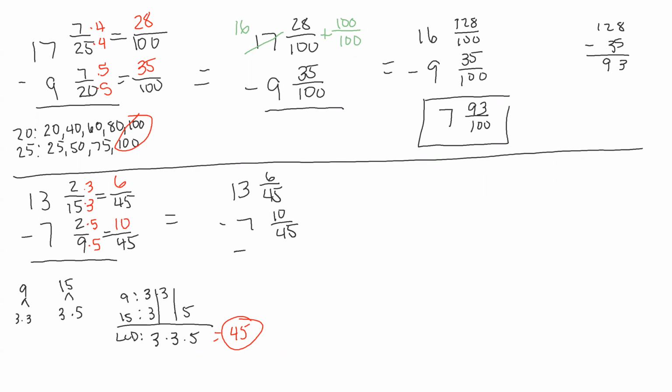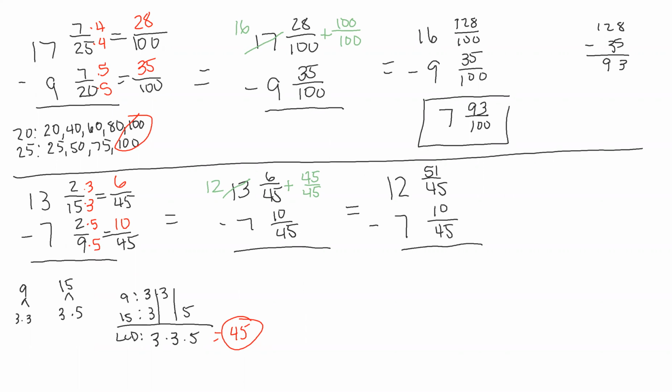You can see at this point, we really are going to have to borrow. I cannot take 10 from 6. So I borrow 1 from the 13. The 1 gets added right back in as a fraction. The fraction has to have a value of 1 and a denominator of 45. So we get 45/45. Clean it up again. I get 12. And then I'm going to add 6/45 and 45/45. So I get 51/45. Don't sweat the improper situation. It's going to work out in just a second.